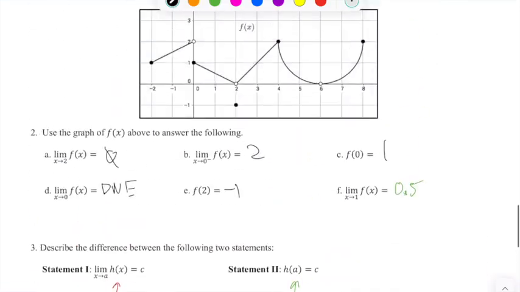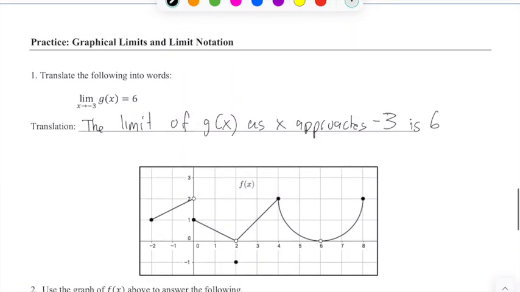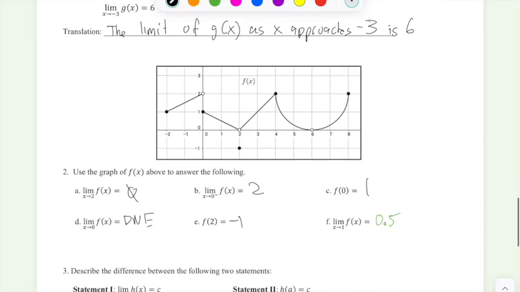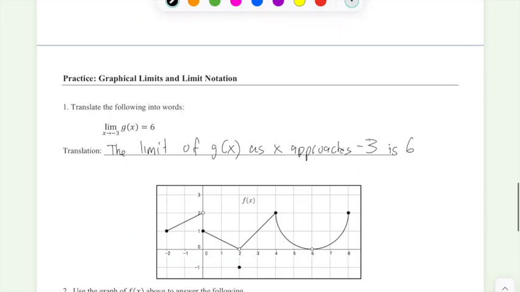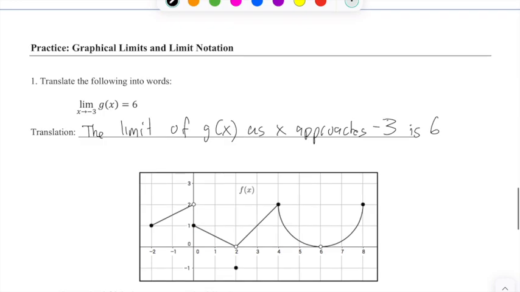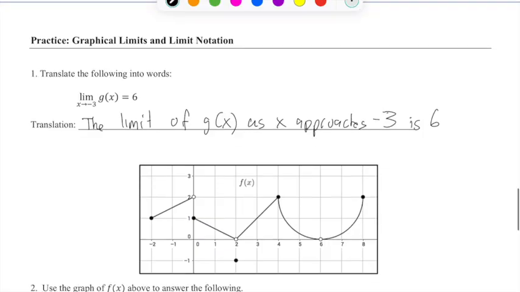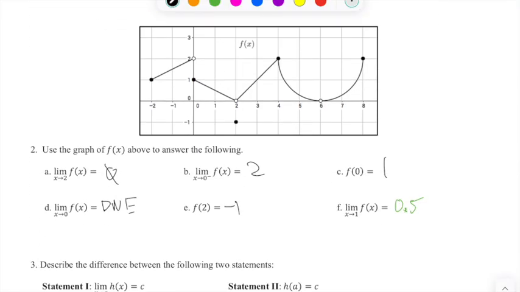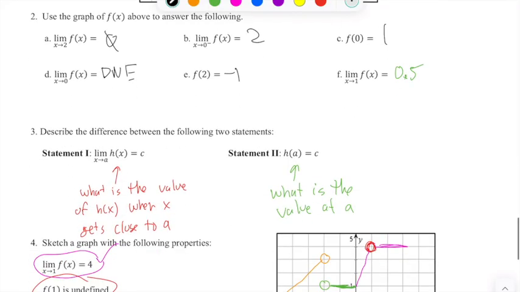Now, here's just some more problems. I'm not going to go over these. These were just practice. But if you look at here, it says translate that into words. The limit of g of x as x approaches -3 is equal to 6. It has some more limit practice. Here are the answers if you want to verify them.